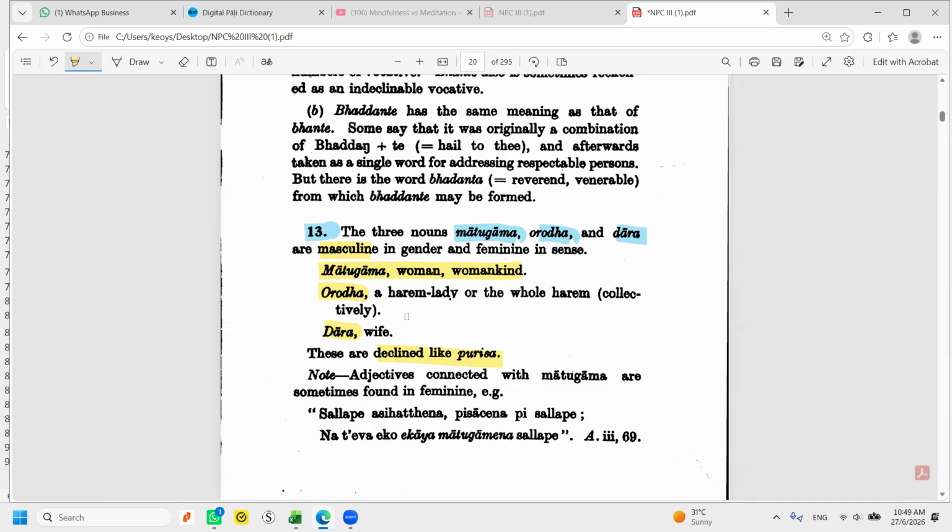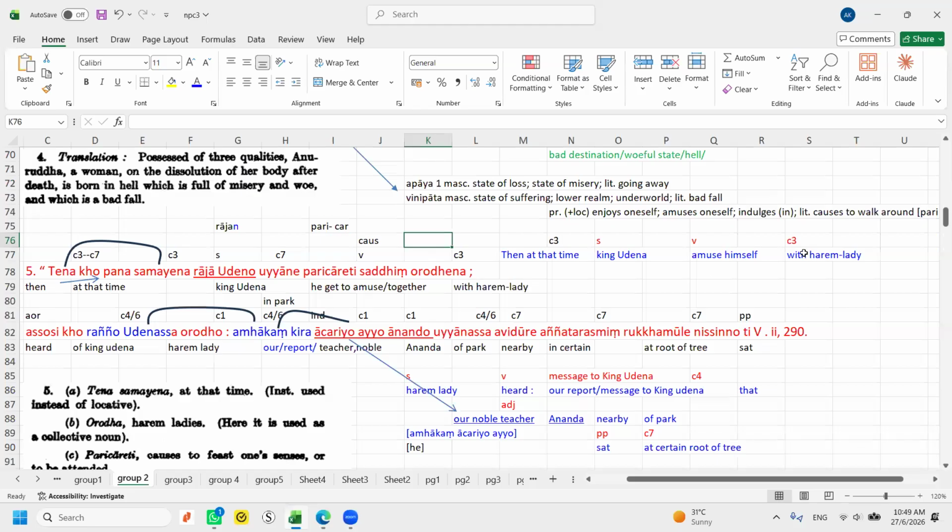Harem lady. This one, harem lady. Follow. Here you see I put, in this case, because of Oro Dana, that means with the harem lady. Then at the time, King means he got a lot of all the court's girls, all the ladies. In this case, it's singular, right?